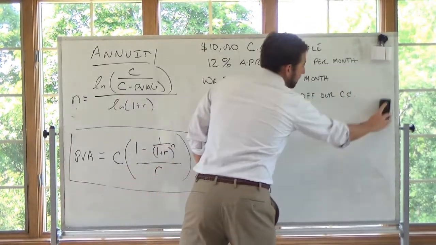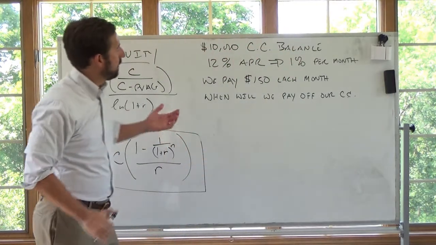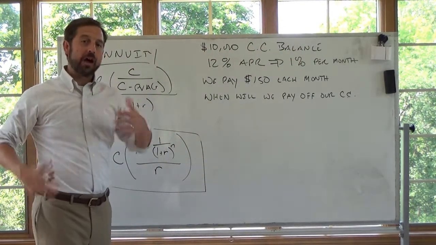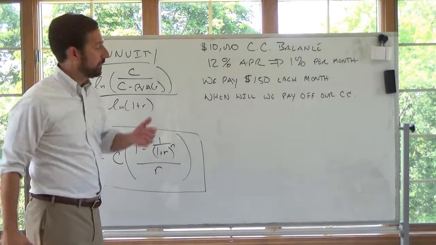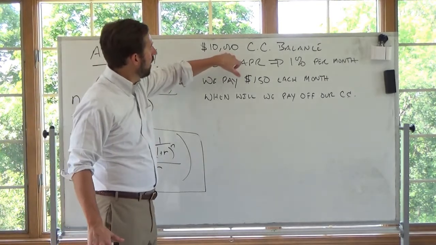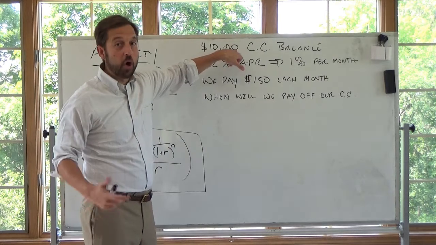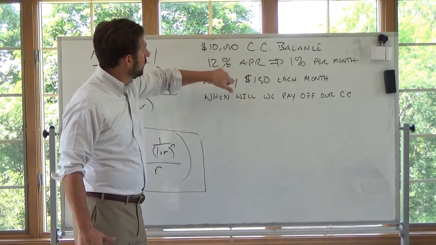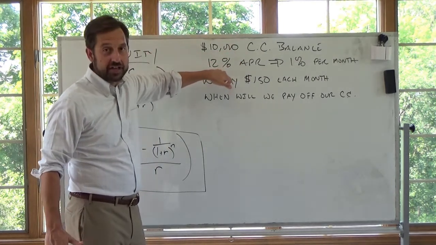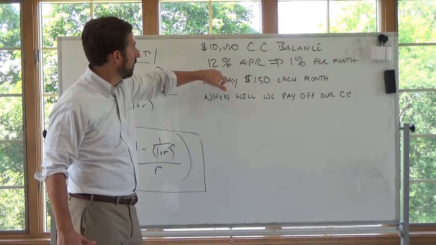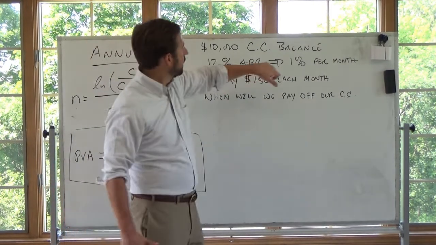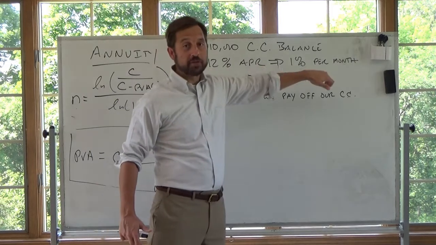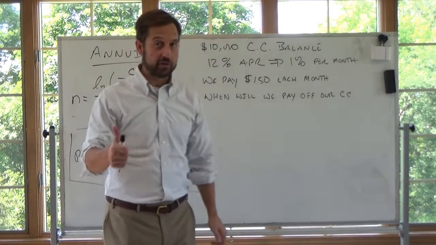So when can you use this? Well, a classic example of using this is calculating how long it's going to take you to pay off your credit card. So let's say you have a $10,000 credit card balance, meaning you owe $10,000 on your credit card. The APR, well, being generous here, and it's I guess a low APR, is 12% per year, which means 1% per month. You make monthly payments on your credit card.